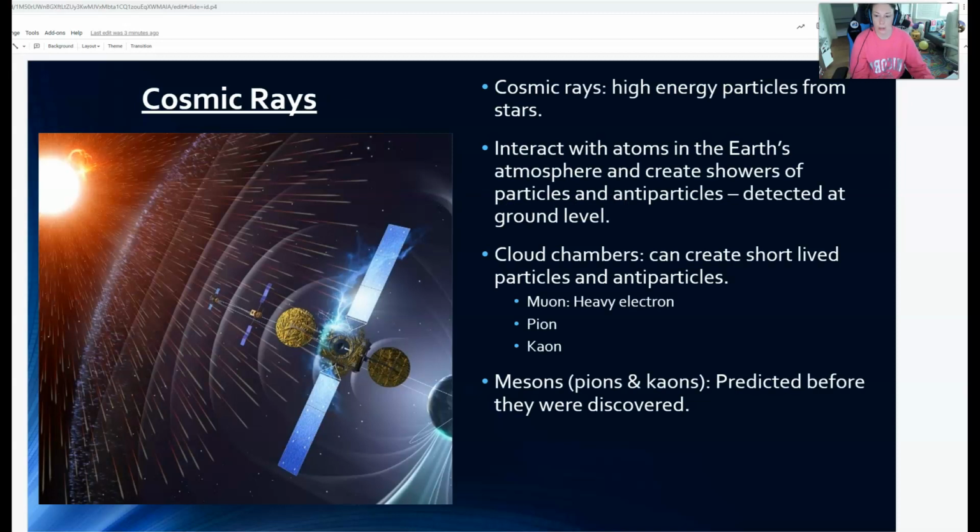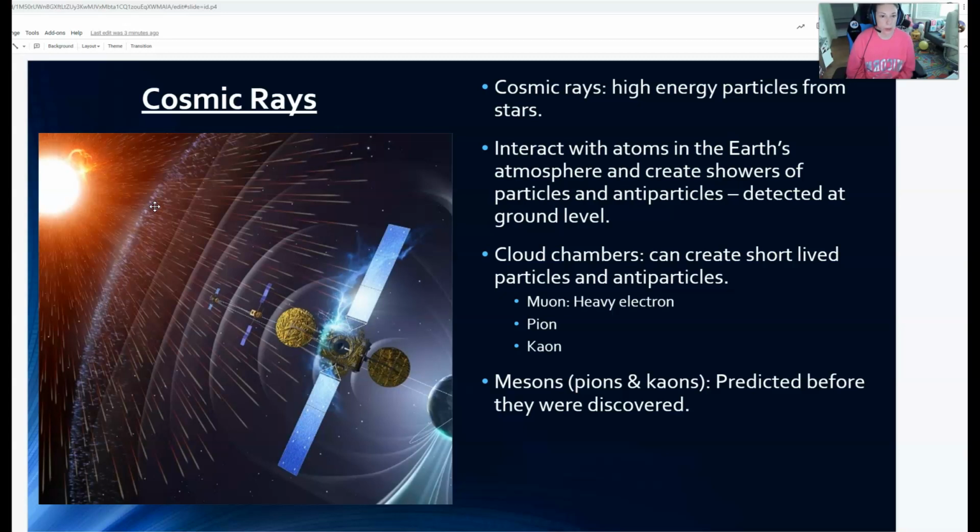Now, the first thing to talk about is cosmic rays. Cosmic rays are high energy particles from stars. They interact with atoms in the Earth's atmosphere and create showers of particles and antiparticles, because as we know, in pair production, photons of energy can turn into particles. We can detect those at ground level.